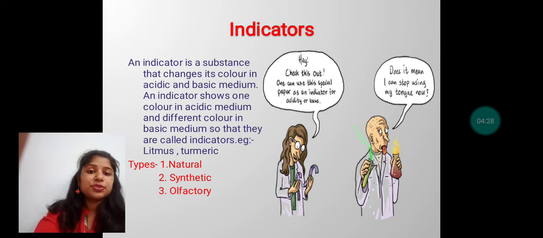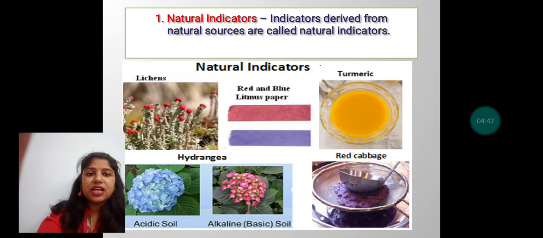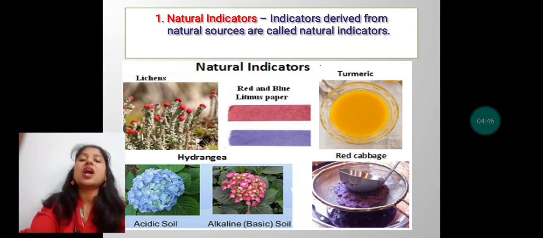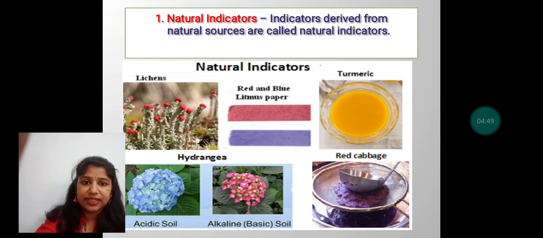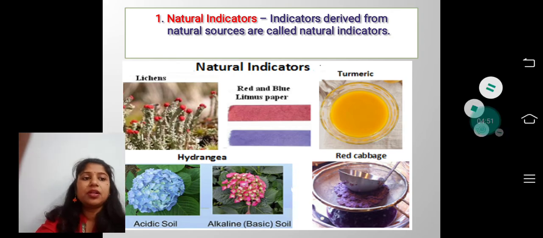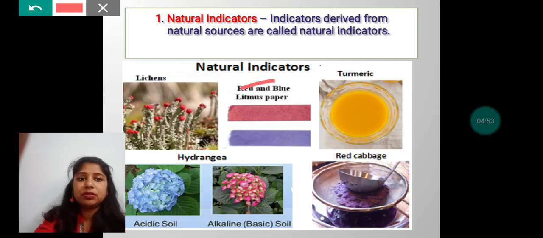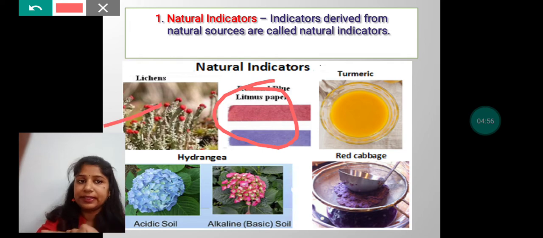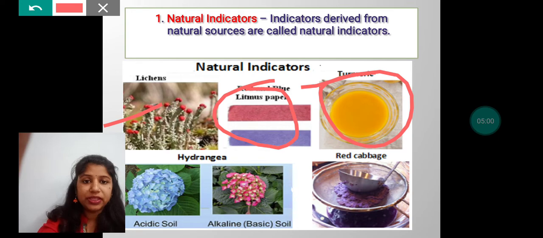For example, litmus. We are using litmus paper and everyone knows it changes color, blue to red, red to blue. So litmus paper is one of the indicators. There are three types of indicators: natural, synthetic and olfactory. Let's start with natural indicators. Indicators derived from natural sources are known as natural indicators. For example, litmus paper, which is formed from lichens. Then turmeric is also a good indicator.